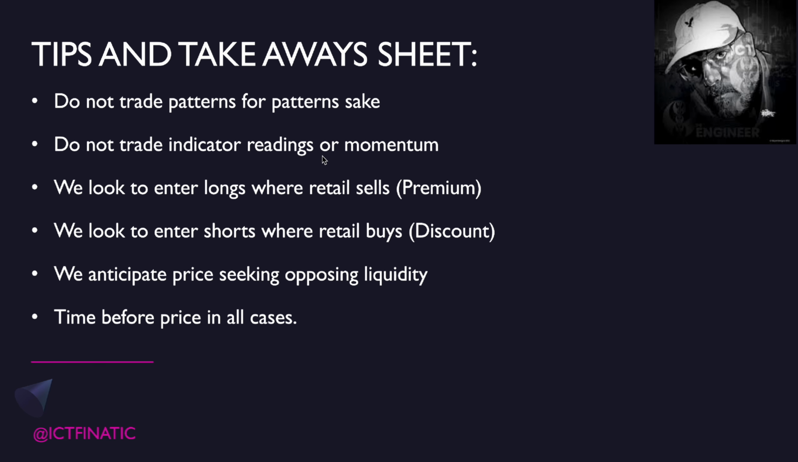A few takeaway notes that you guys might want to screenshot if you're new to ICT: we never trade any sort of pattern setup. You should never trade based off indicators. Anything to do with indicators should not be on your chart at all. Anything to do with moving averages or any of that, you should not have it on your chart at any time. We look for longs where retail sells, and for example, this should be a discount and this should be a premium. These two need to switch over.